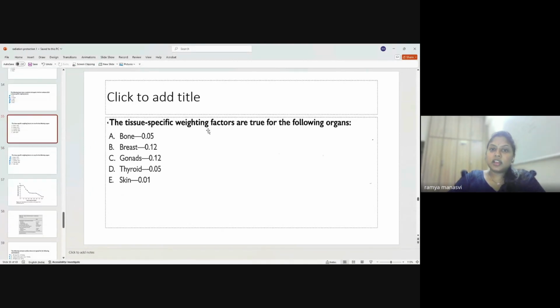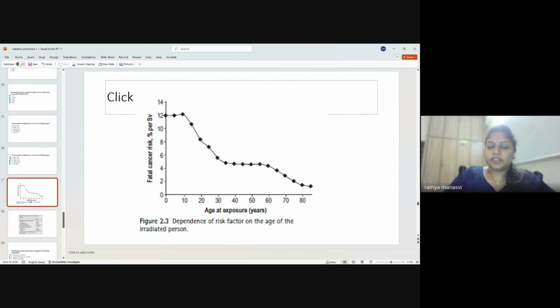Tissue weight factors are true for the following organs. Bone 0.05, no. Basically, you just have to see the high ones and the low ones. These type of questions, as far as I have answered in the current FRCR, they have not asked, but they're given in Oxford, so I have just put them. Just remember the high ones and the low ones and try to eliminate. It is not possible to remember all of this anyway.